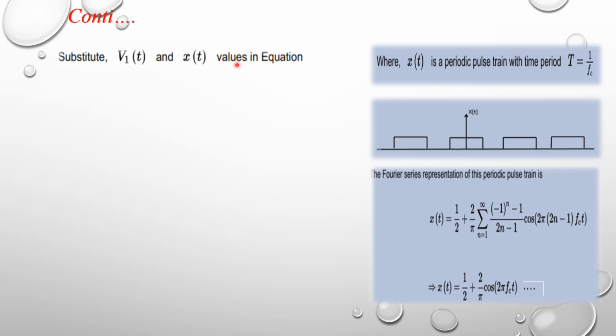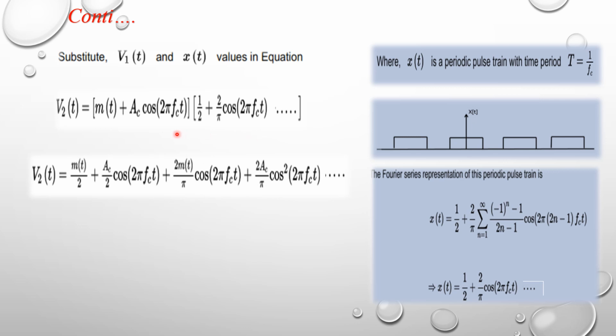So we know the x of t value and v1 of t. v1 of t is the summer circuit output, which is equal to the message signal m of t plus the carrier signal c of t. The v2 of t is equal to m of t plus Ac cos 2 pi fc t, multiplied by x of t. The x of t is the periodic pulse train, equal to 1 by 2 plus 2 by pi cos 2 pi fc t.